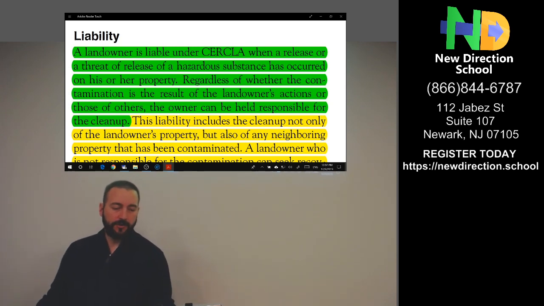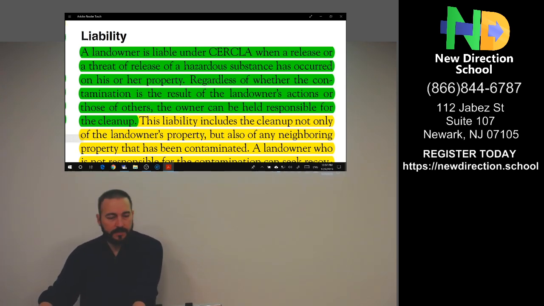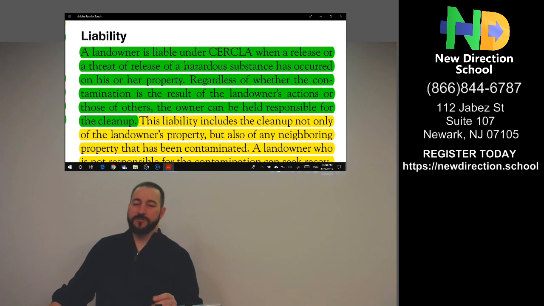So a landowner is liable under CERCLA when a release or threat of release of a hazardous substance has occurred on his or her property. Regardless of whether the contamination is a result of the landowner's actions or those of others, the owner can be held responsible for the cleanup. So it doesn't matter who caused the contamination. You are a homeowner, you have to clean up. It sucks. Now, this liability includes not only the cleanup of the landowner's property, but also neighboring property that has been contaminated. So not only are you cleaning yours, you're cleaning everybody else's.